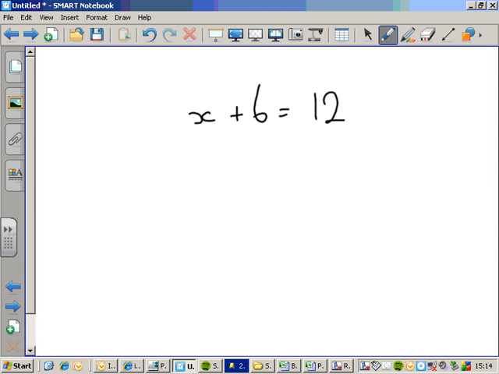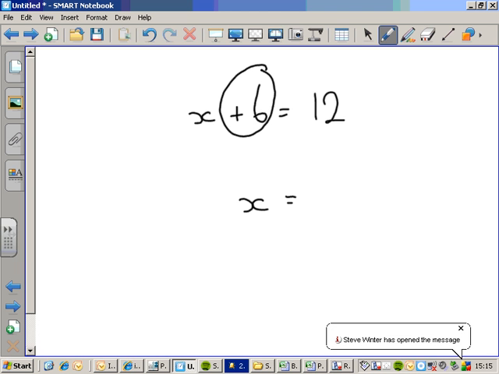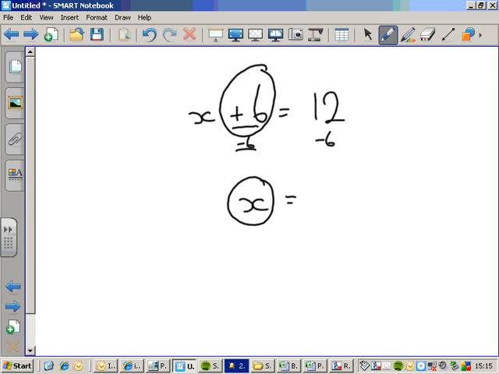Right. So instead of saying X plus 6 equals 12, I want to end up by saying X equals something. So what have I got to get rid of from the left-hand side to leave myself with just X? That's right. I've got to get rid of that plus 6. How do you get rid of plus 6? By taking 6 away. And if you take 6 away from the left-hand side of the scales, you take it away from the right-hand side as well. So on the left-hand side, X plus 6, take away 6, leaves you just with X.